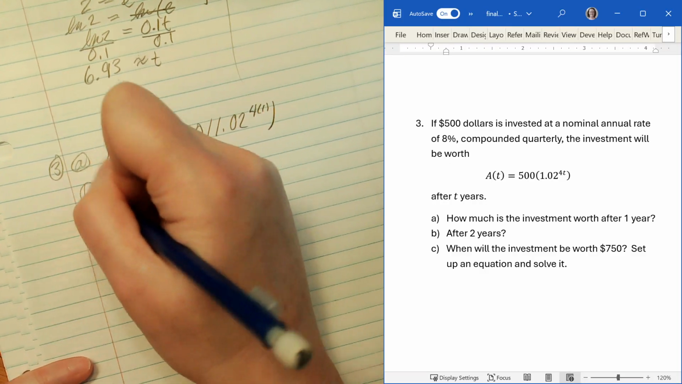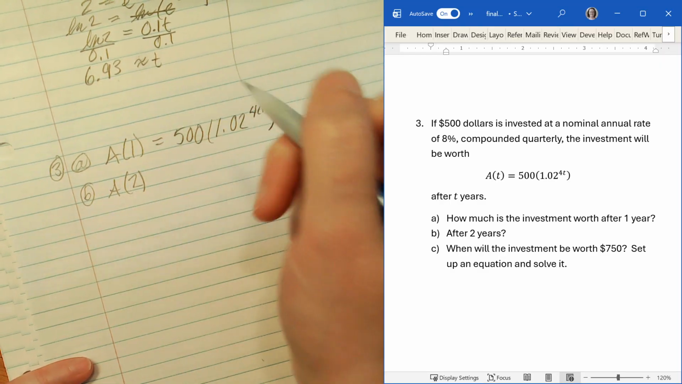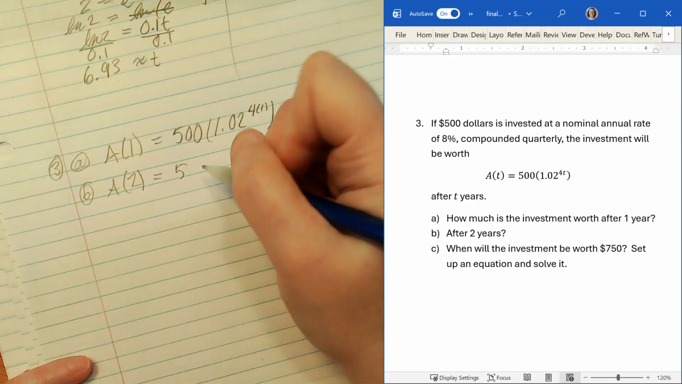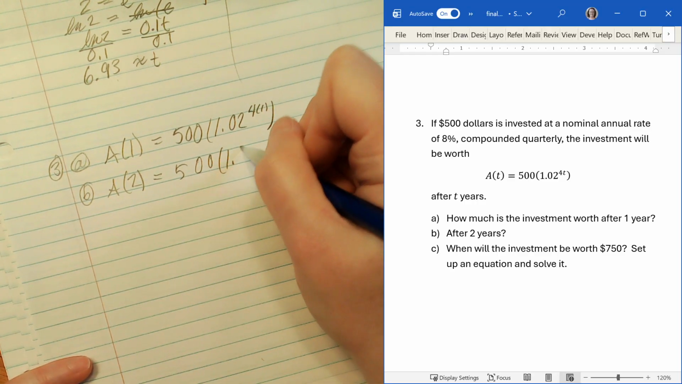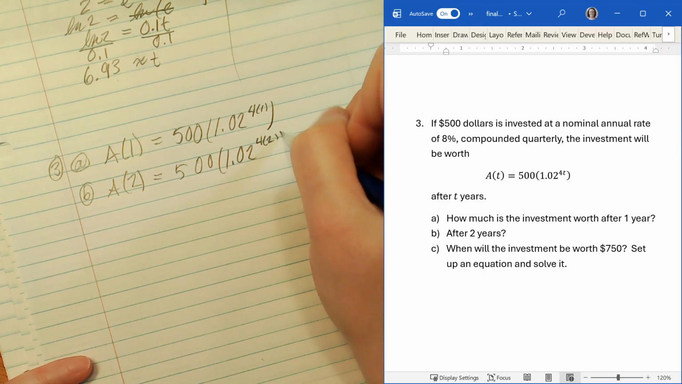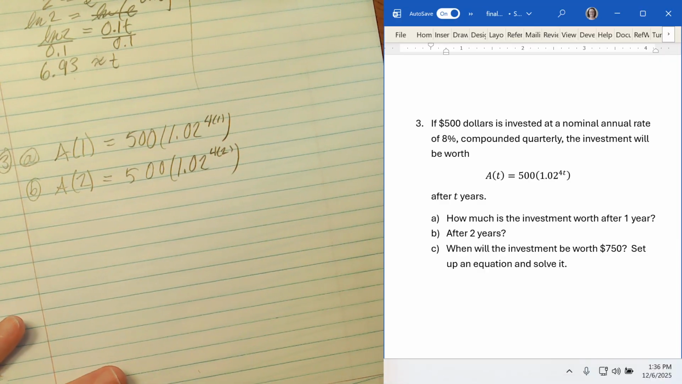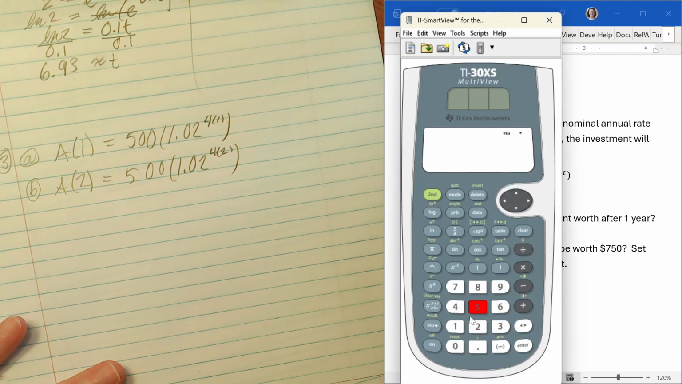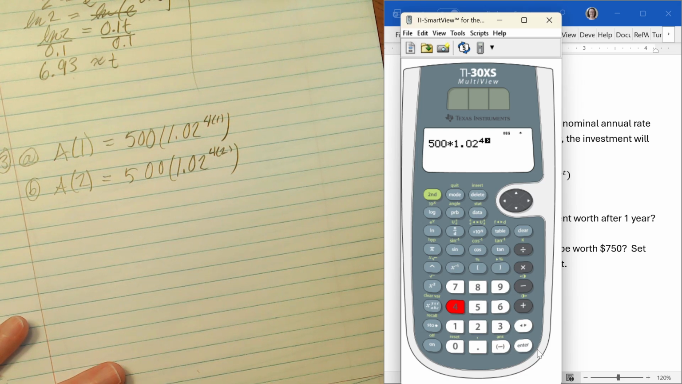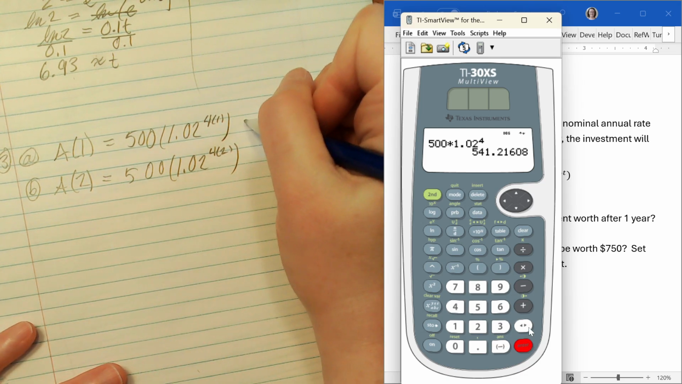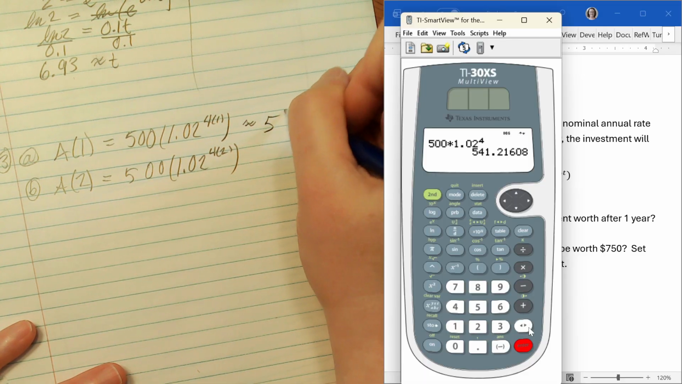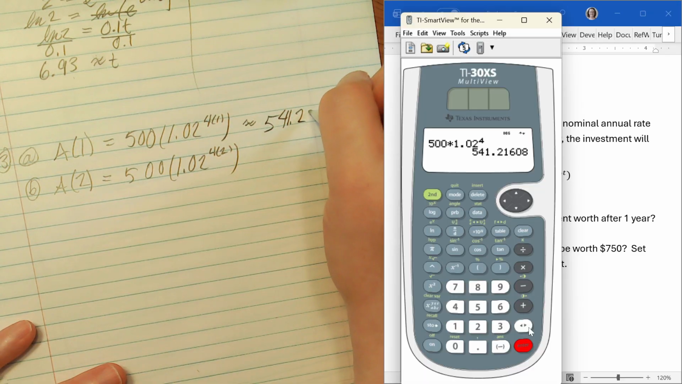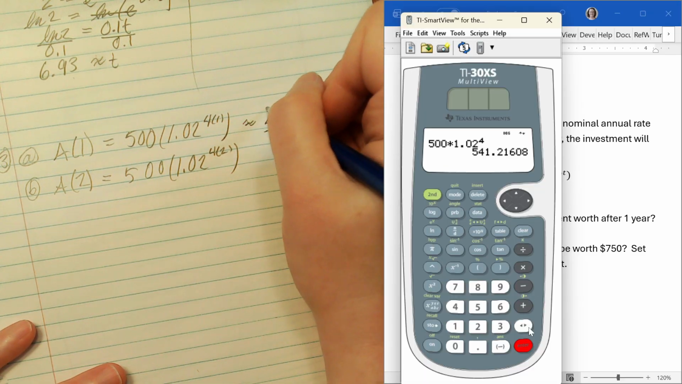And then I'll go ahead and set up part B here so I can just do both of them on my calculator right quick. So 500 times 1.02 to the 4 times 2. Okay, and I'll just pop those into this handy dandy calculator here. 500 times 1.02 raised to the... Now make sure you get the multiplication happening in the exponent and not outside of it. So this is 541 and 22 cents.